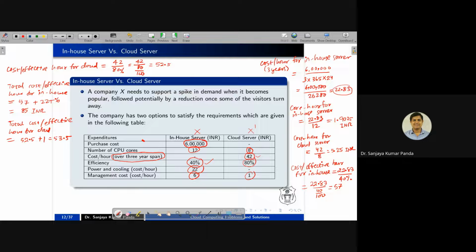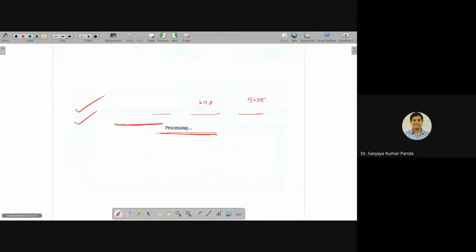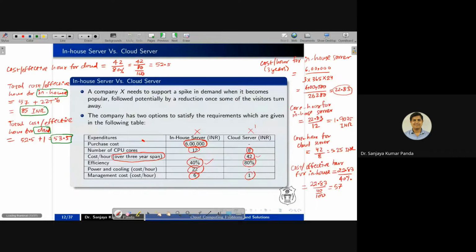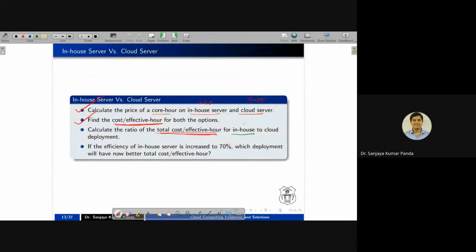Right? So here you got 85 for the in-house server. For the cloud case, you got 53.5. But what is it asking? It is asking about the in-house case. What did you get? In-house case, we got 85. Cloud case, we got 53.5. So it is asking the ratio of total cost per effective hour in in-house to the cloud requirement.